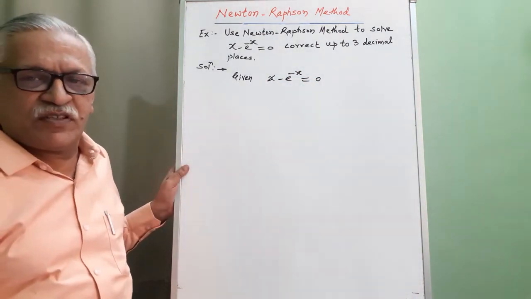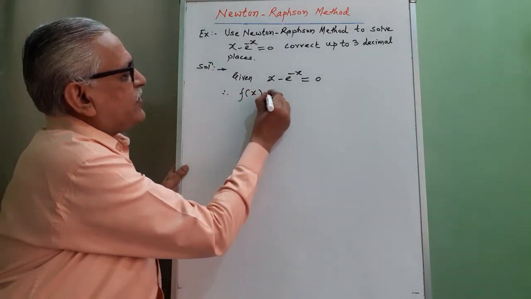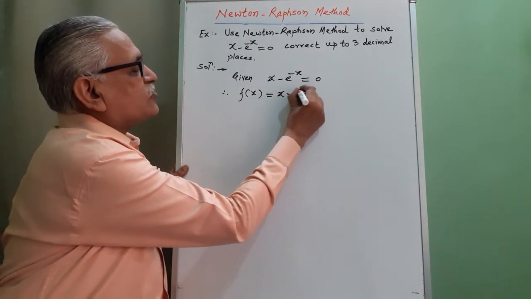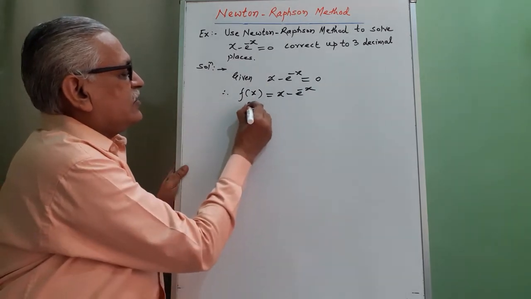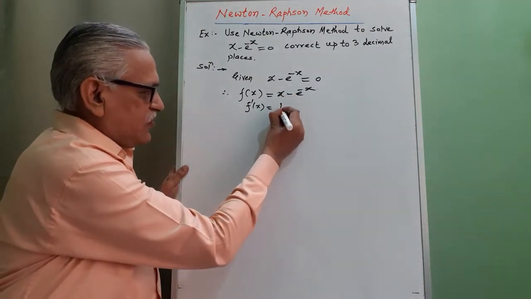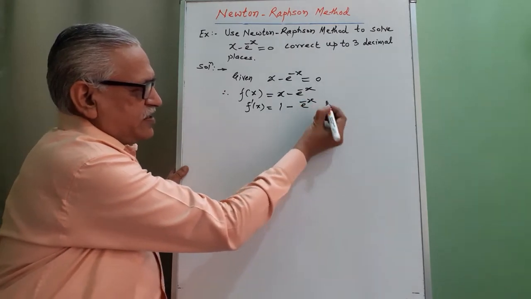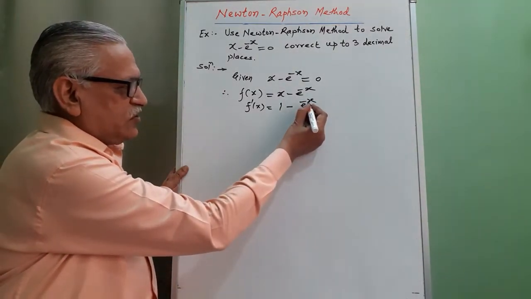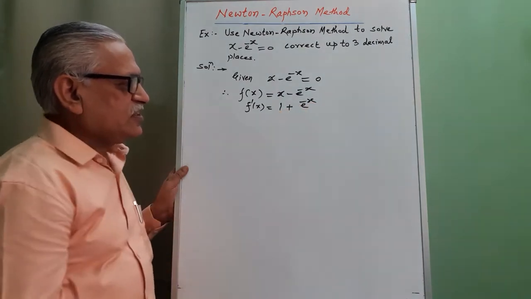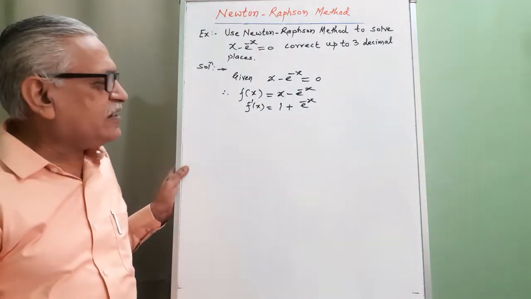We have to obtain the root of this equation by the Newton-Raphson method, and therefore to apply this we have to find f(x). The left hand side of this equation is f(x), it is x minus e raised to minus x. Differentiating it with respect to x, we get the differentiation of x is 1 minus the differentiation of e raised to minus x, which is e raised to minus x into, by chain rule, the differentiation of minus x, which is minus 1. Therefore that minus and this minus become plus 1, and therefore we have these two equations, f of x and f dash of x.